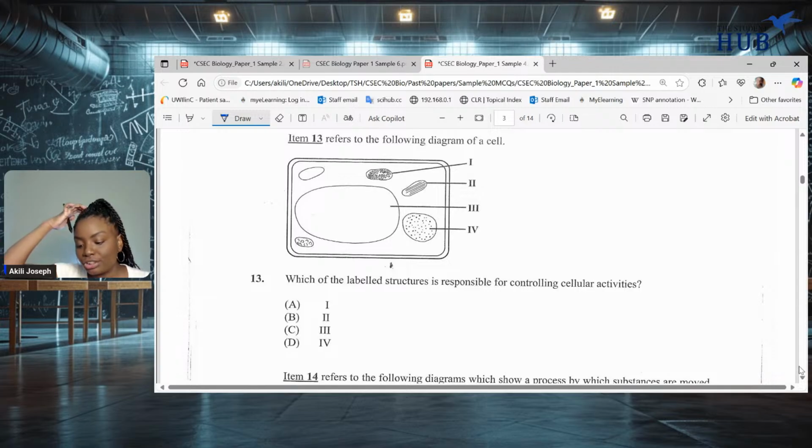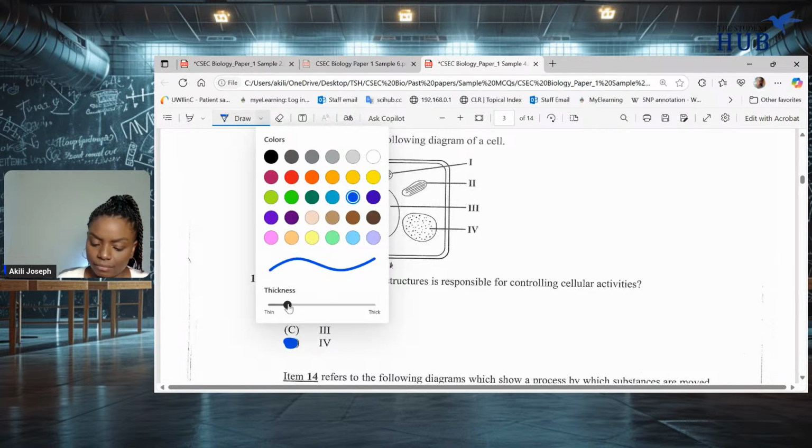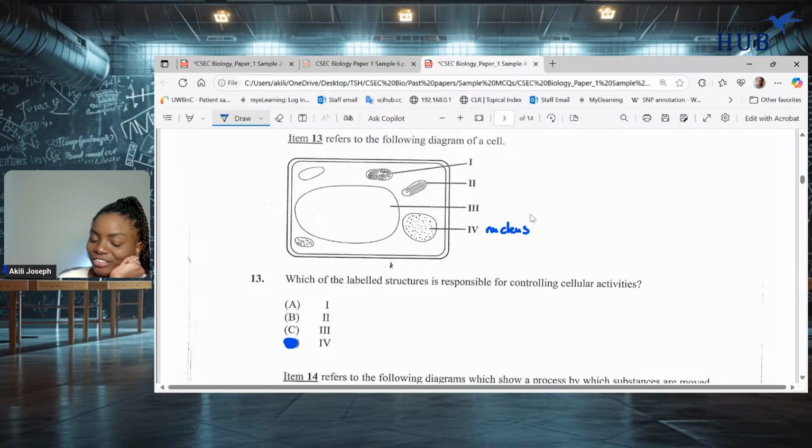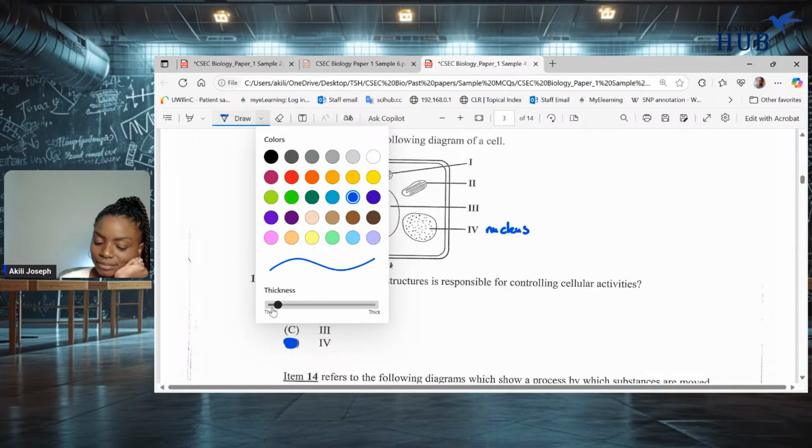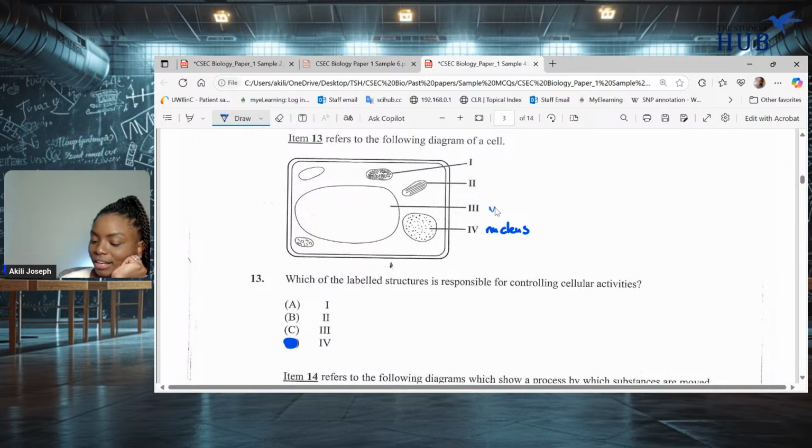13 refers to the diagram of a cell. Which of the labeled structures is responsible for controlling cellular activities? It's going to be D. D is 4, yeah. And what organelle is D? The name of that organelle that controls cellular activities. That's going to be the nucleus, right? 3 is pointing to what? 3 is going to be the vacuole, your large central vacuole. 2 is pointing to?